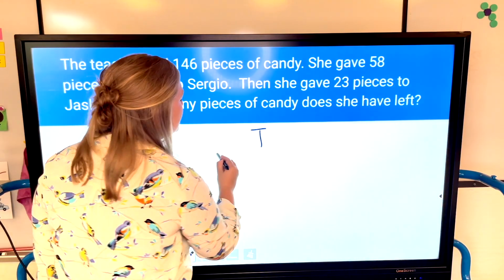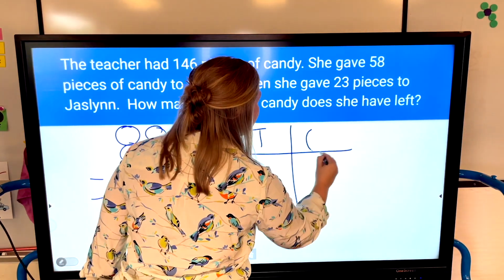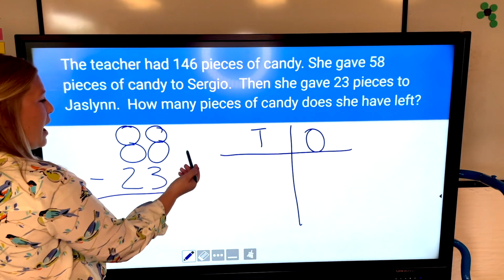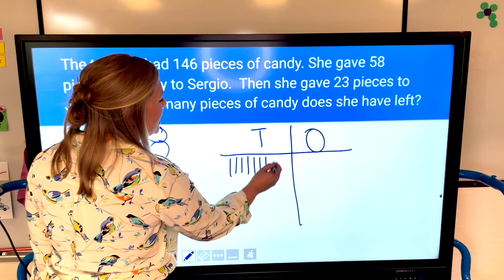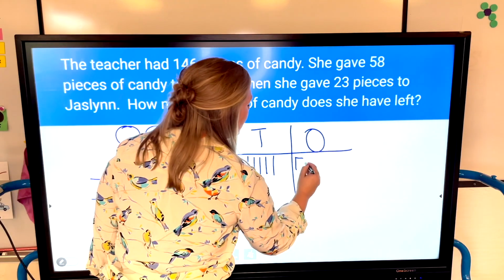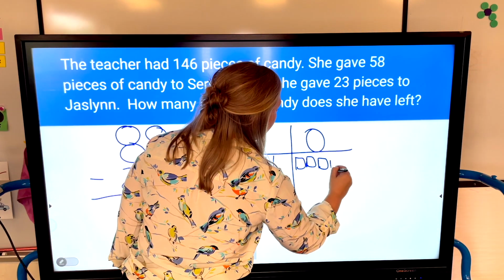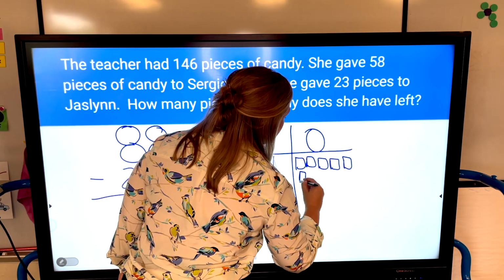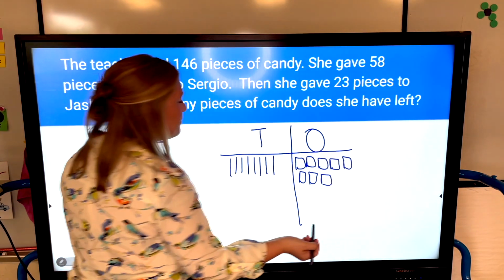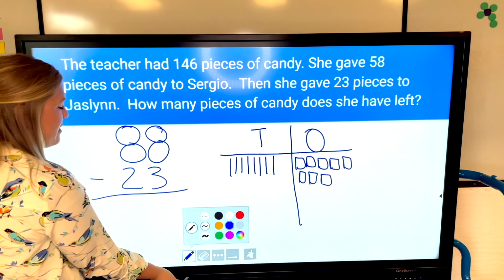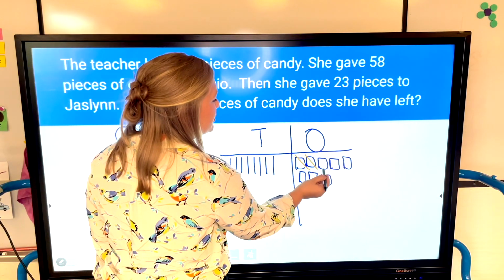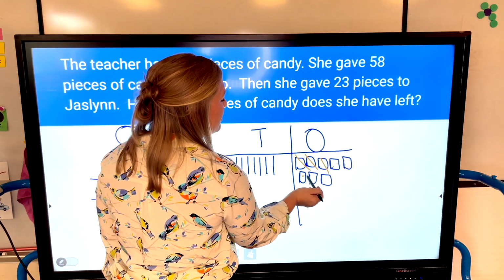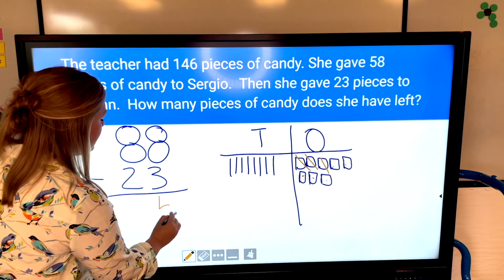I only need to use a tens and a ones chart for this because there's no hundreds place. I put the number 88, 1, 2, 3, 4, 5, 6, 7, 8 tens, and 8 ones. 1, 2, 3, 4, 5, 6, 7, 8. Now I'm going to take away my ones column. I can take away 3 ones. 1, 2, 3. I see I have 1, 2, 3, 4, 5 left.